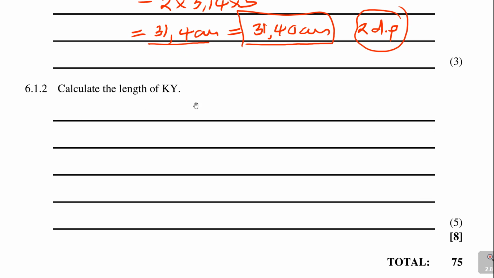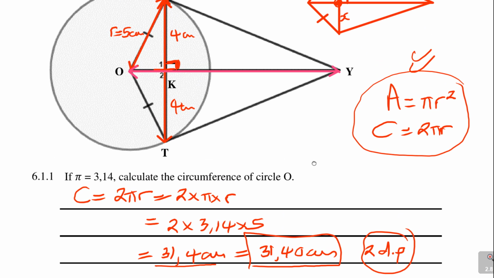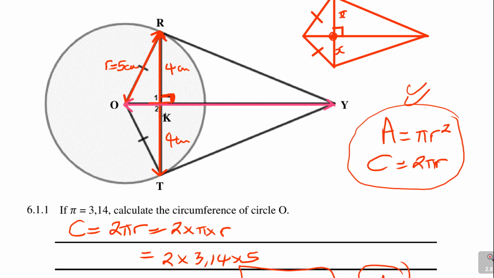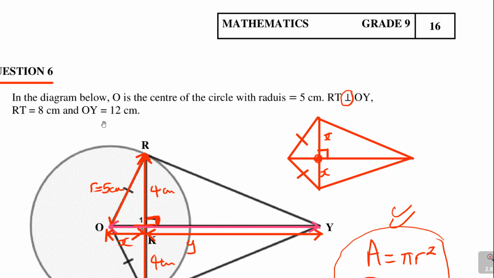Now the next one, how many marks? 5 marks. Calculate the length of KY. They want this one, from here to there. Okay, 5 marks, but it was not complicated. KY. We know that OY is 12. If we can find this part, let's say this is X and this is Y, and we take X plus Y, we get 12, because they told us at the top that OY is equal to 12 centimeters.